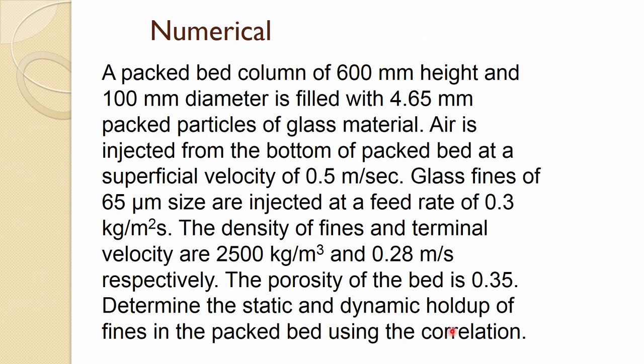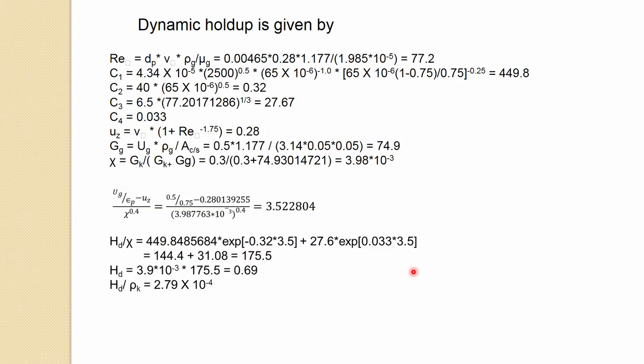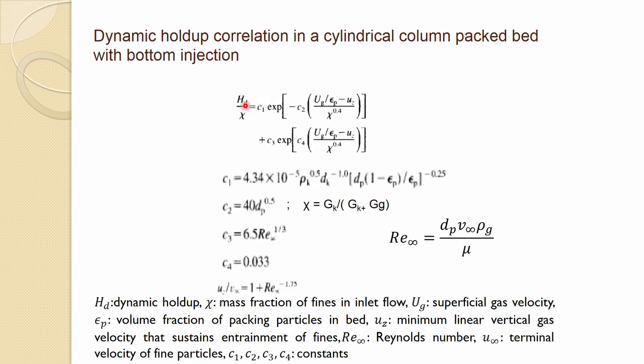So, already we have the correlation, and this problem is pertaining to the cylindrical column of 100 millimeter diameter. So, straight away we can use those correlations which we had discussed before and substitute the values. Now, for the dynamic hold up, as you know, this u z and u infinity is related to the Reynolds number. So, first we have to calculate the Reynolds number here, so that we can get this value.